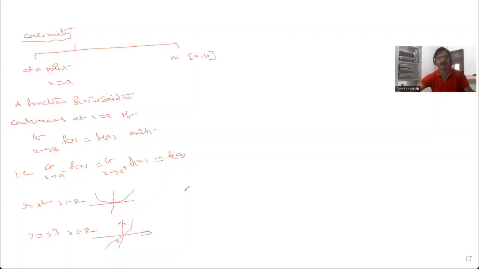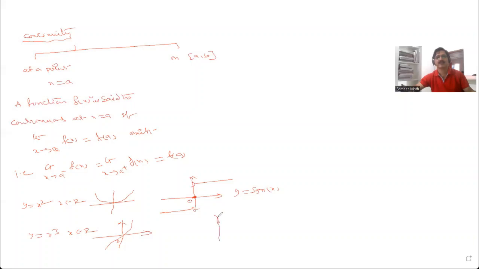Some diagrams I said to you. You see this diagram, where you can say directly that at x is equal to 0 it is not continuous. With the help of the diagram we can say this without using the rule. What is the function here? Y is equal to sgn of x.